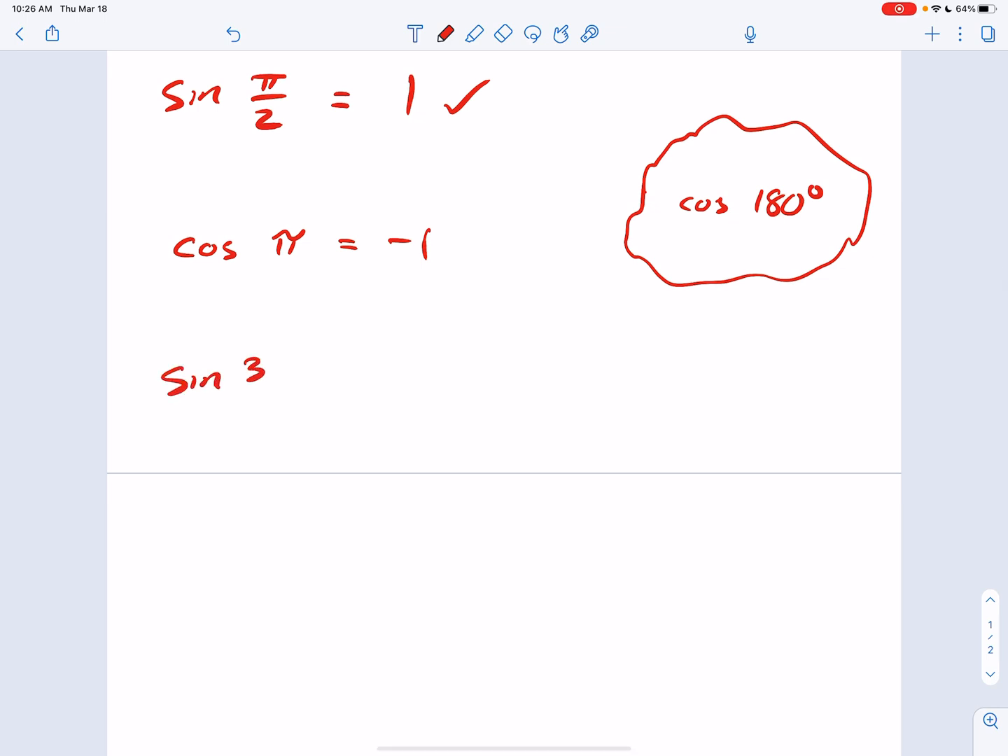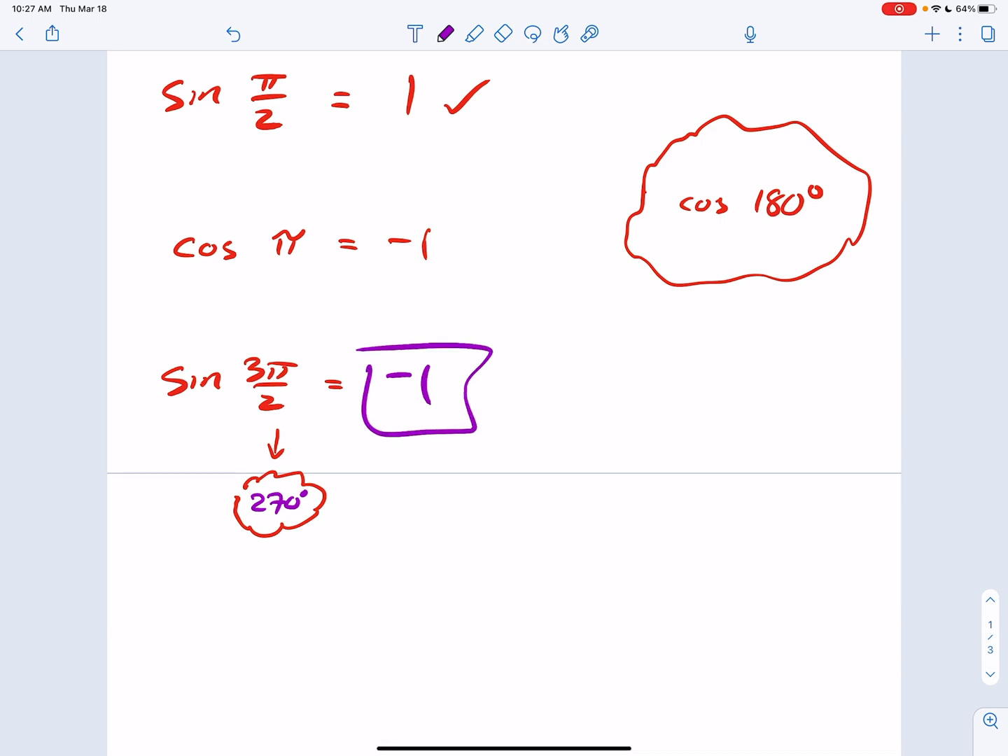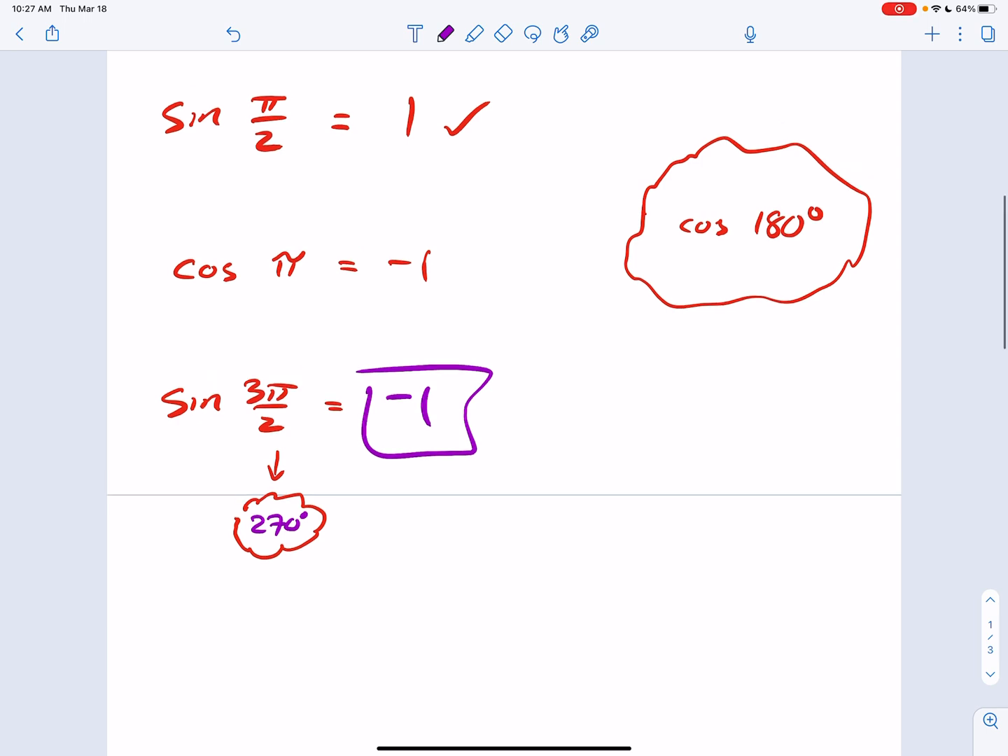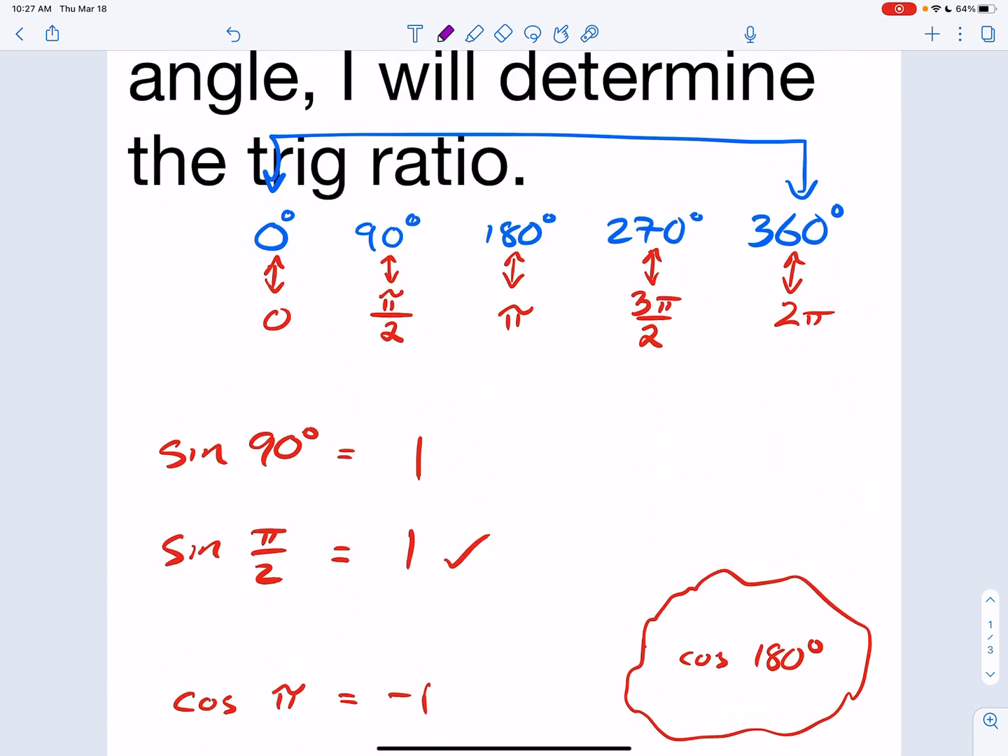The sine of 3 pi over 2. Okay, pause there, try it out, and press play when you're ready. Okay, 3 pi over 2, in my head I know that 3 pi over 2 is the same thing as 270 degrees. And the sine of 270 is -1. Okay? So you had that chart in that last lesson. All you have to do is line these up, this with this. So it's really just a conversion of a unit. It's really nothing new here.